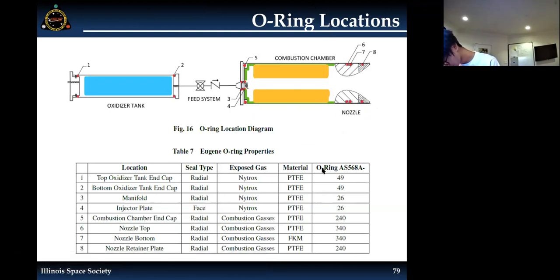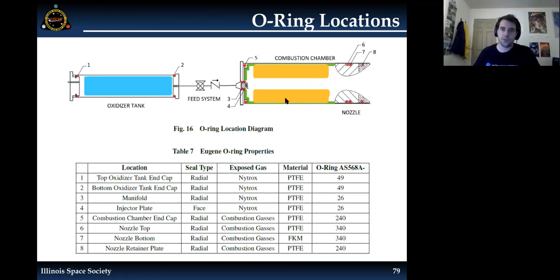And then it's also important to note the exposed gas. So for O-rings 1 through 4, which are the oxidizer tank and also the 2 with the injector, those only get exposed to nitrox. So you need to take note of that, because other O-rings get exposed to both the nitrox and our paraffin fuel. So you get different combustion gases, you might get different reactivities. And then you also need to take note of the temperatures, because it's going to be much hotter in the combustion chamber than it will be in the oxidizer tank.